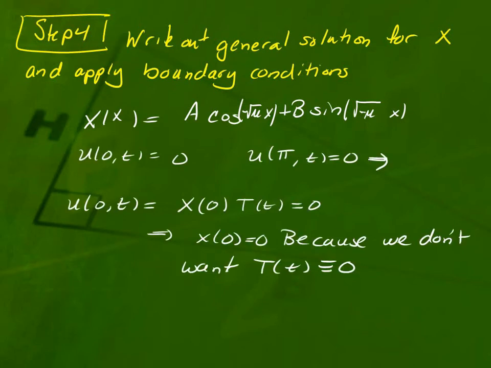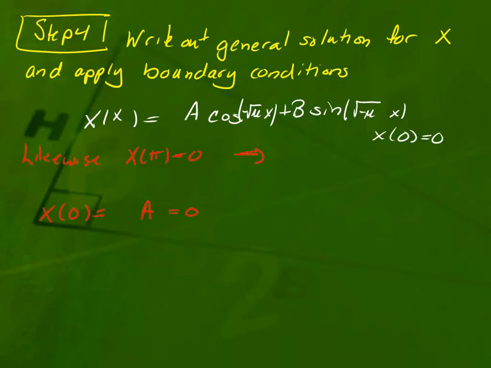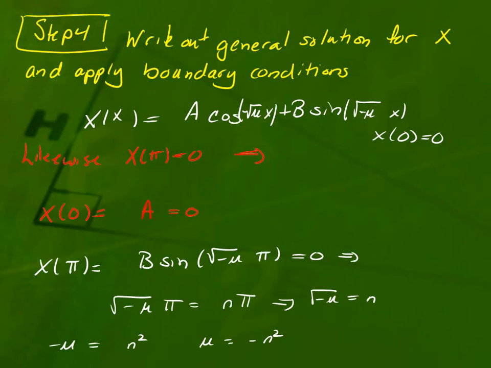And I know that u of 0, t is equal to 0 and u of pi, t is equal to 0. So u of 0, t, if I plug that in, I get X at 0 is 0, because we don't want T of t to be identically 0. Likewise, if I plug in pi, I get X at pi is 0. Oh, so now I can just plug in the boundary conditions. X at 0 being 0 implies that a is 0. X at pi being 0 gives me mu is equal to minus n squared.